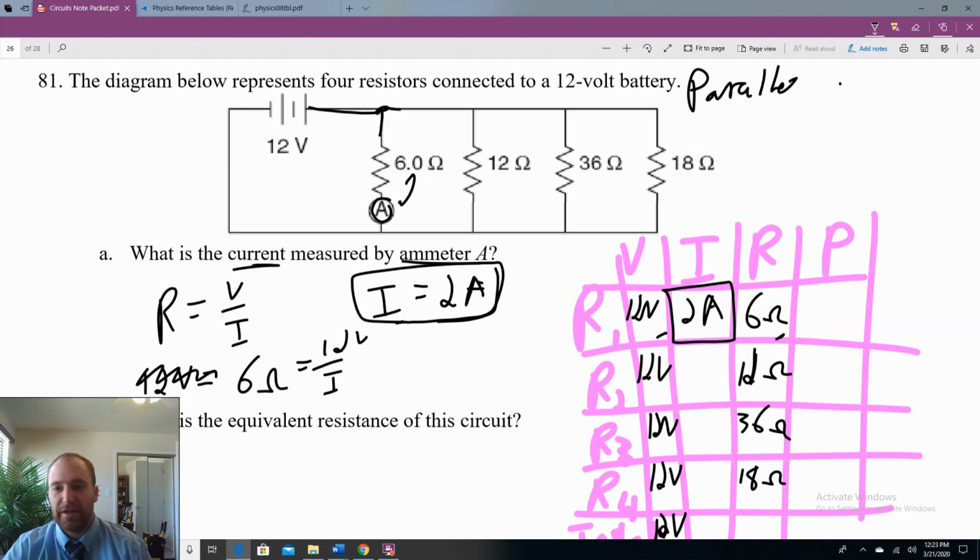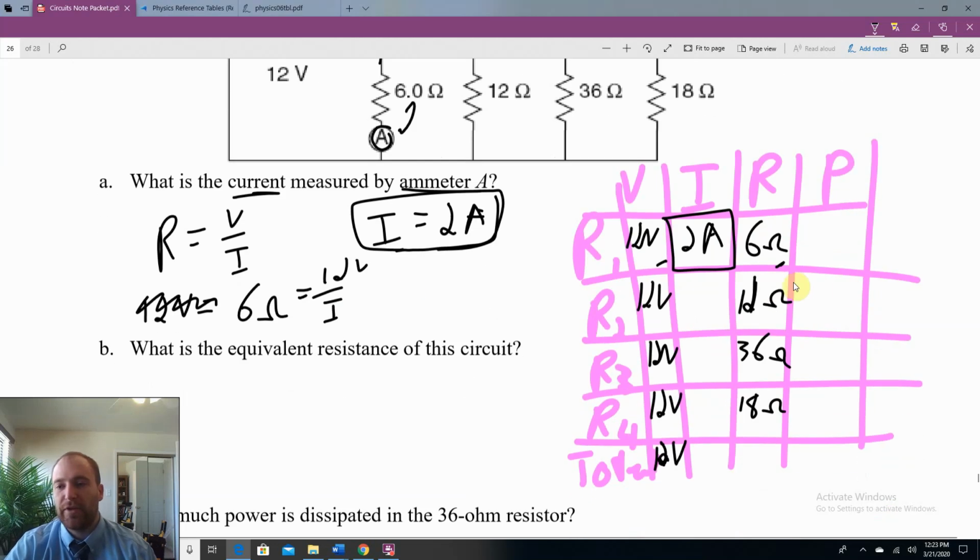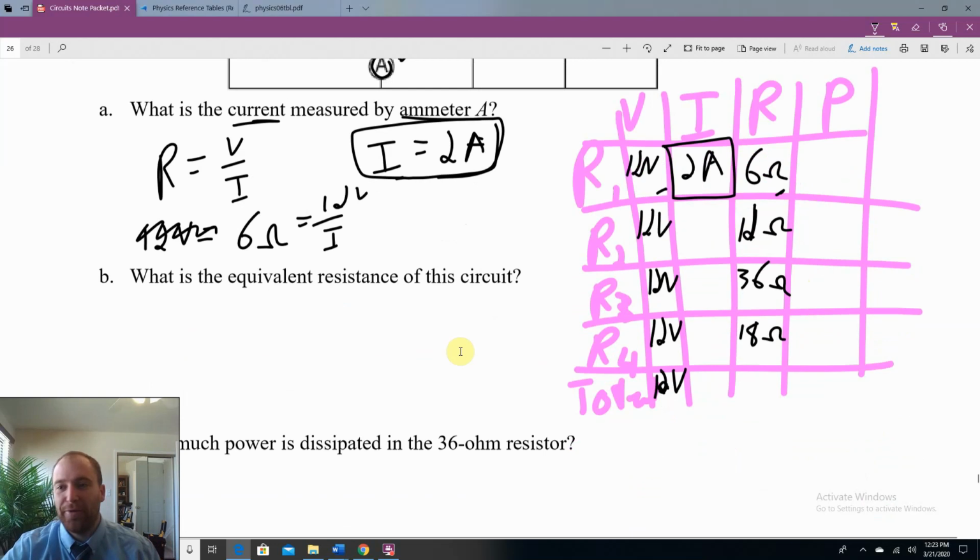Great. So again, it looks like there's just so much more going on here because there's more numbers, but that wasn't any more complicated than what we've been doing. What is the equivalent resistance of the circuit? Well, this one actually might be a little more annoying. Equivalent resistance, and again, do not add 6 plus 12 plus 36 plus 18. That is wrong. That's not how parallel circuits work.